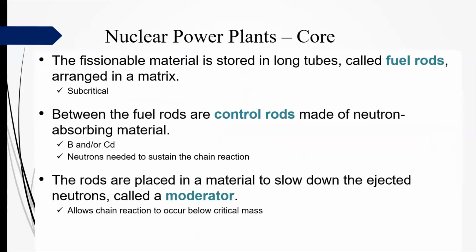So the different components are, we have the fuel rods. The fuel rods are basically that fissionable material. Now, each of these is not quite enough by itself. Then the other ones are our control rods. Our control rods are made of neutron absorbing material, things like boron or cadmium. They absorb these neutrons in order to prevent the reaction from self-sustaining.